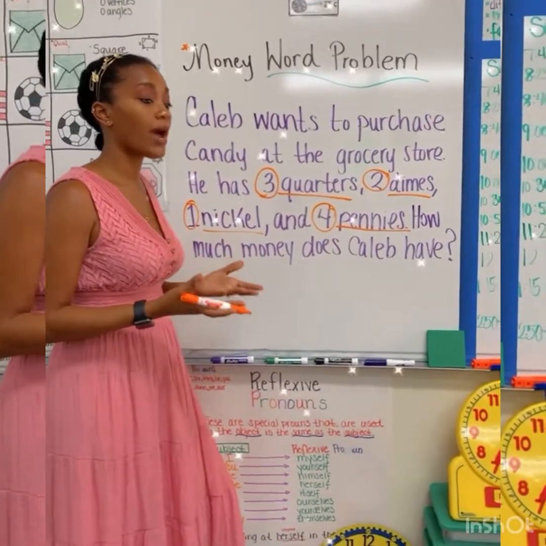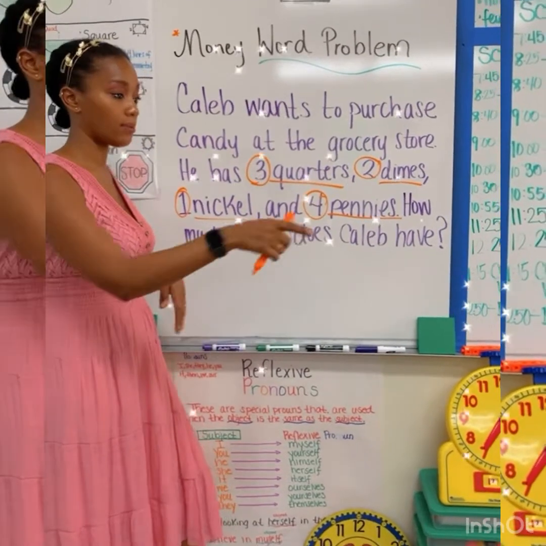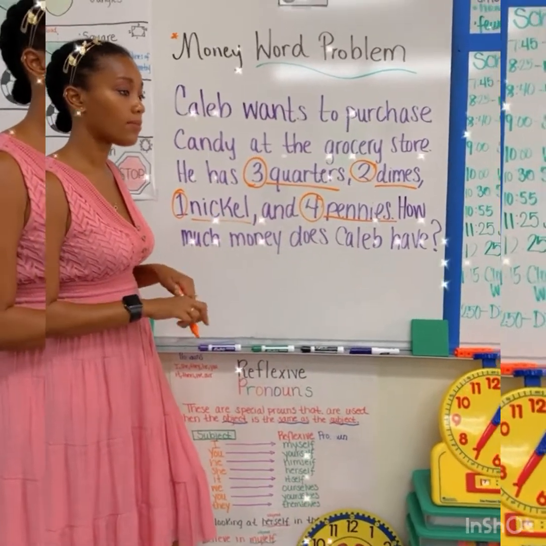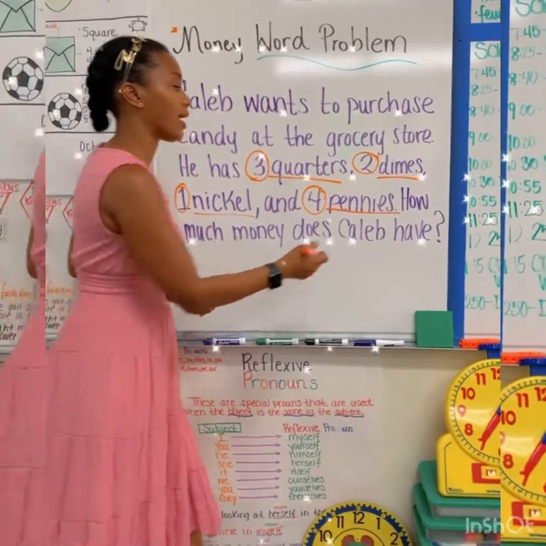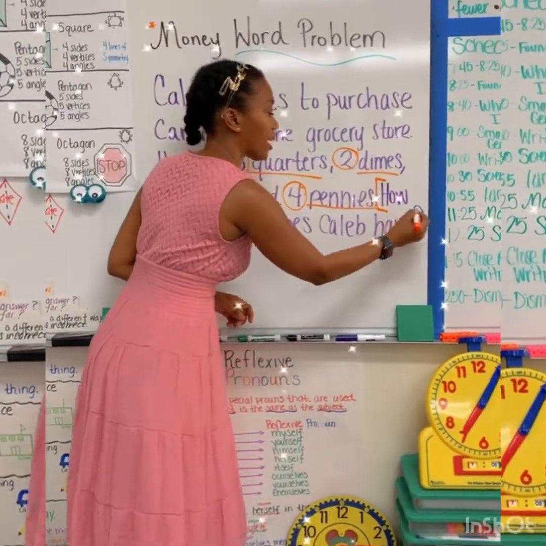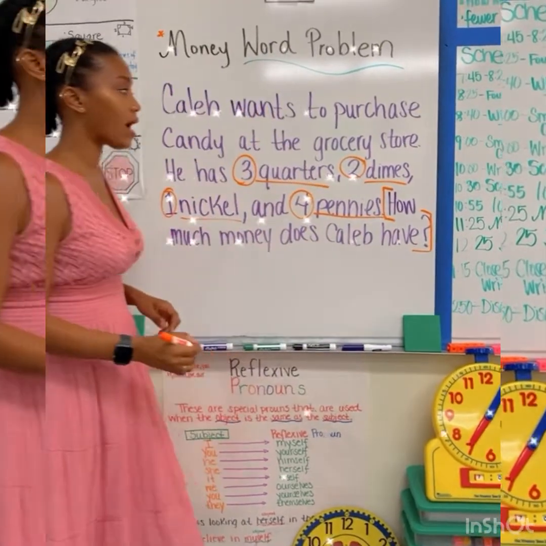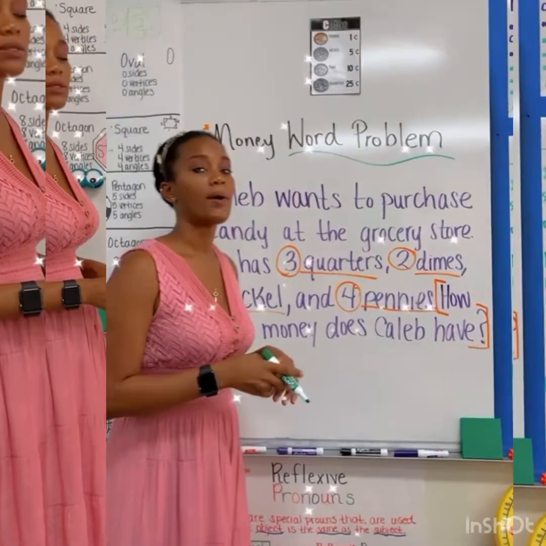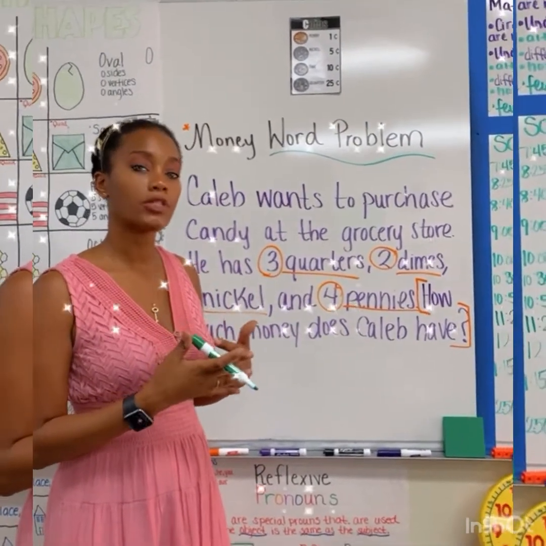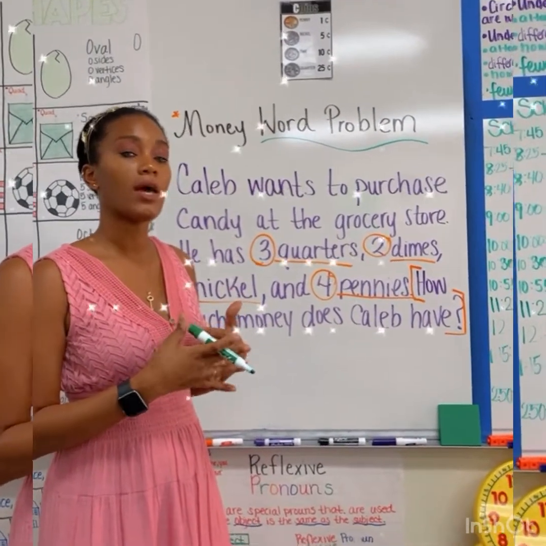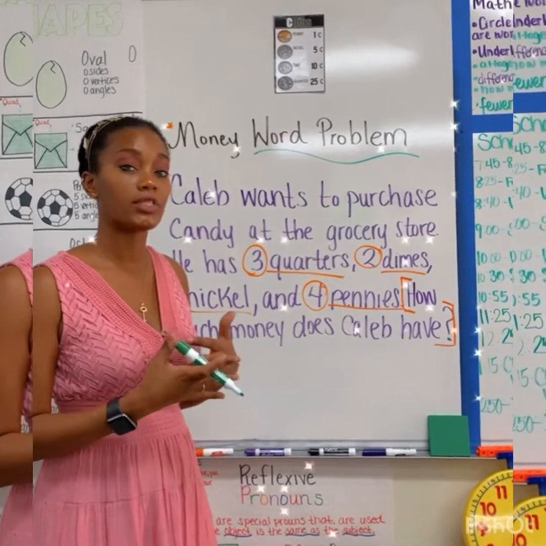Now, what are we trying to find out in this problem? Yes. How much money does Caleb have? Very good. Underlining our question, which is how much money Caleb has. The best way to solve a money math problem is to draw a picture so you can understand it better and use the count on strategy to help you.